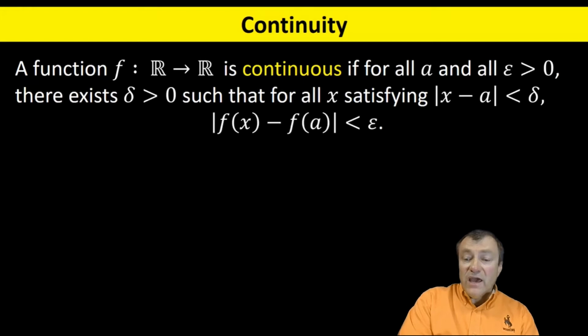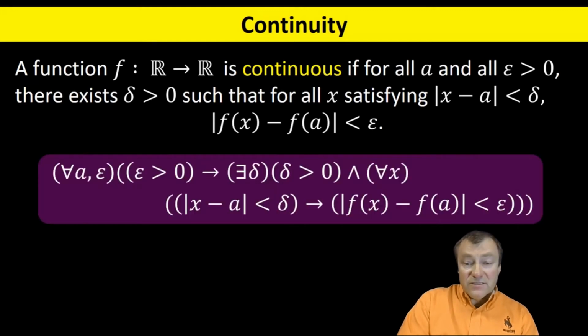So a function f from the reals to the reals is by definition continuous if for every real number a and every positive epsilon, there exists a positive delta such that for every x lying within delta of a, the value f of x lies within epsilon of f of a. This is the symbolic representation of the definition of continuity.